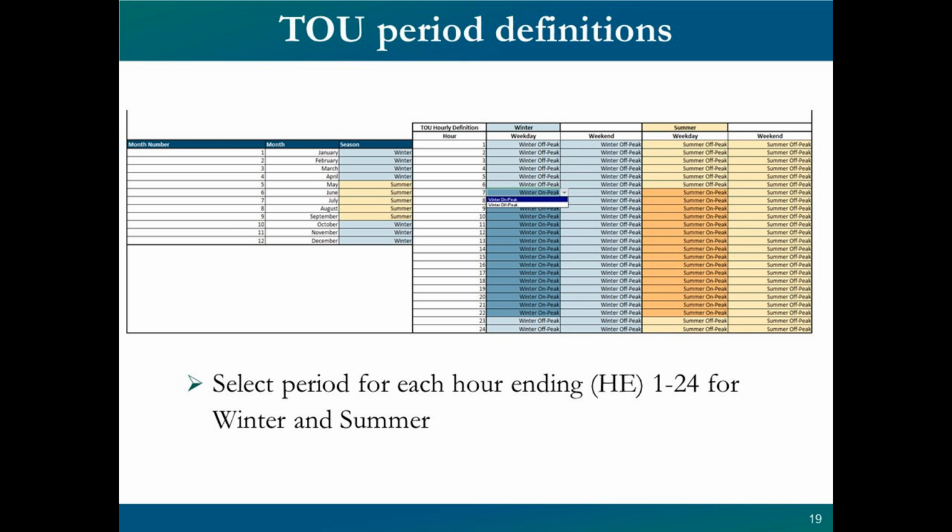The next snapshot shows how the TOU period definitions are entered, and these can be entered in the initial inputs tab. And the user can define summer and winter seasons as well as each hour in those seasons and whether it's defined as an on-peak or off-peak period based on the relevant utility's rate schedule.